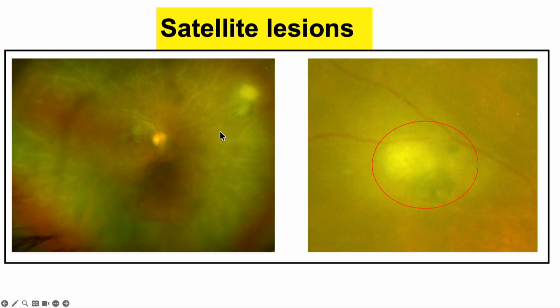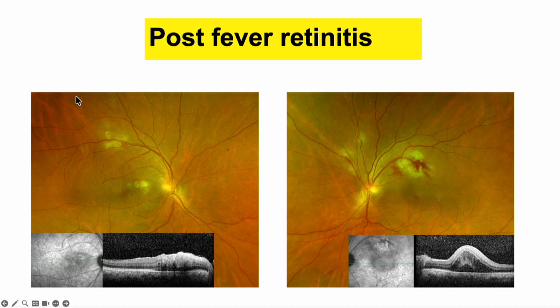So what are satellite lesions? These are lesions where active toxo appears adjacent to a scarred lesion. So this is a patient with a satellite lesion and frosted branch angiitis. Just look into the vessels of this patient. It is like 360-degree vascular sheathing.